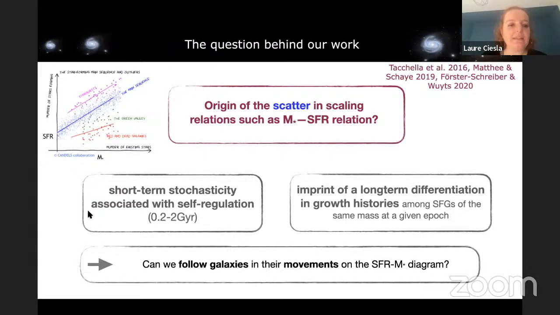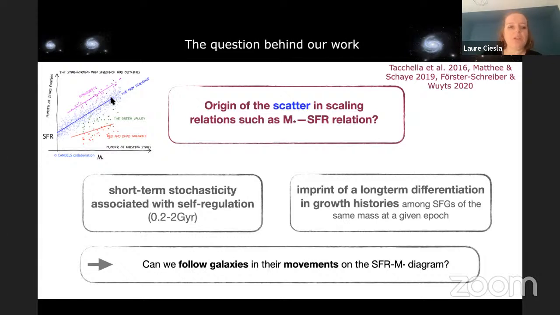Some people think that this scatter could be due to short-term variability in the star formation history of your galaxies. Instead of having just a galaxy forming stars and then experiencing a starburst, you can have galaxies doing some very short-term fluctuation like this. This is something that could be possible. Another interpretation could be that this is the imprint of a long-term differentiation that is due to the initial mass of your galaxy, especially its dark matter halo mass. And then because of this and different growth histories, you end up with this kind of scatter.